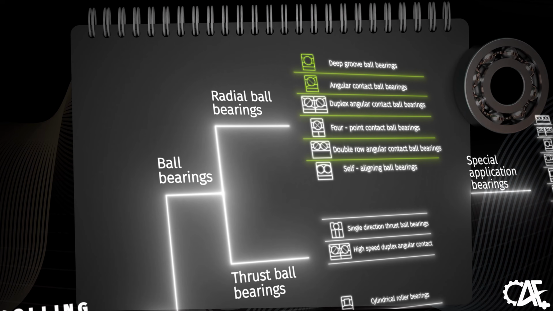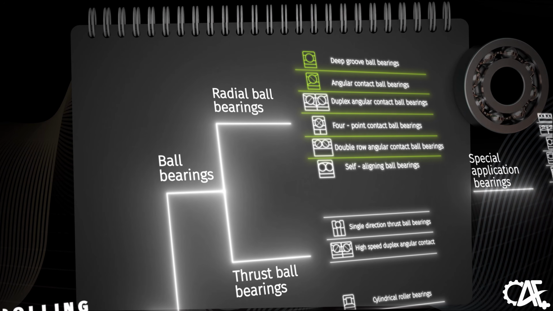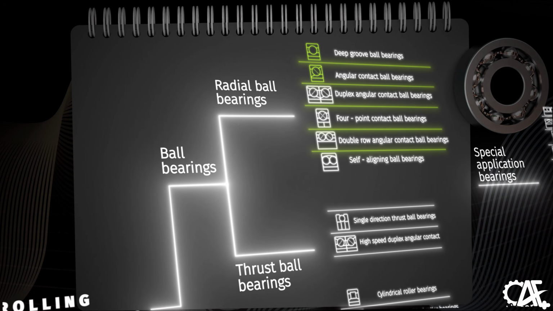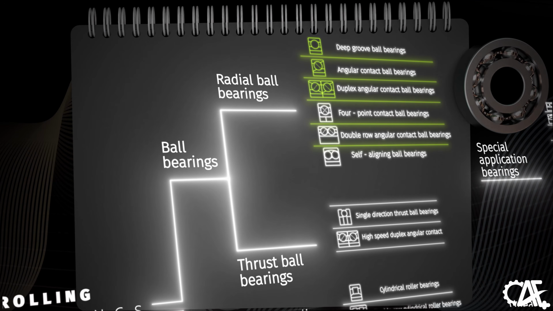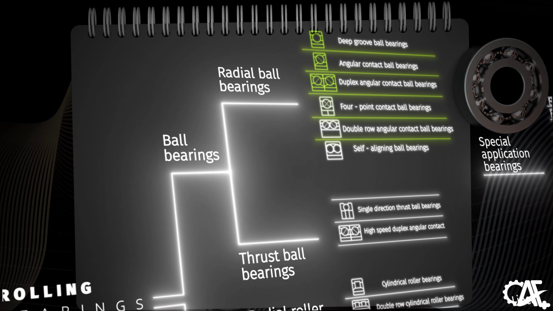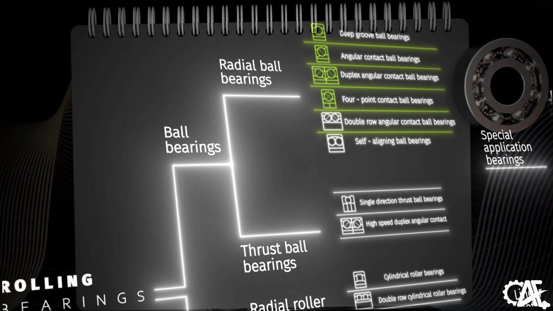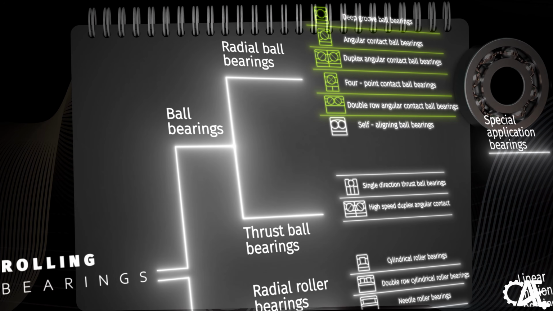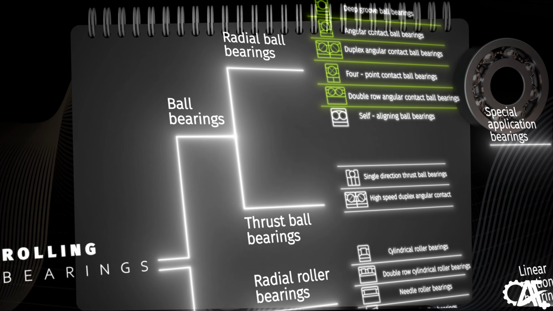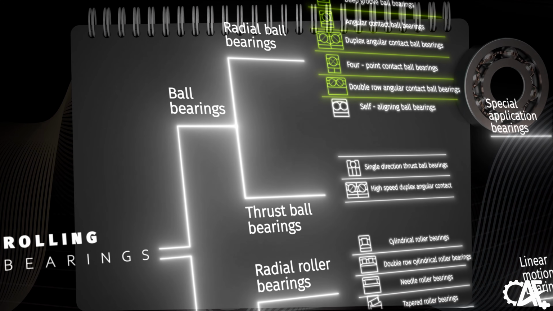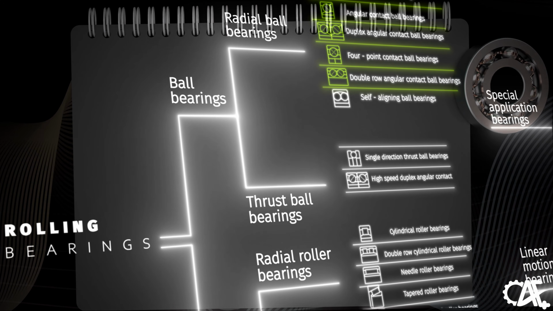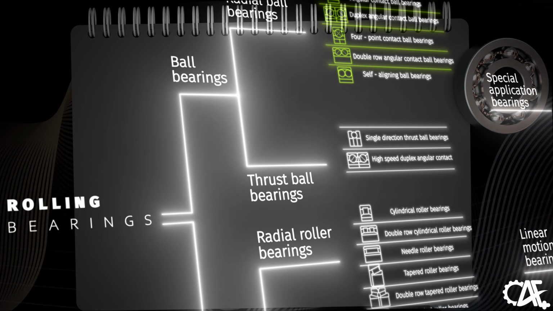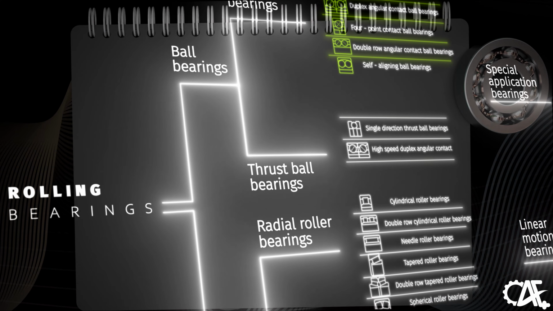The angular contact bearing is tailored for applications where axial loads come into play. For specific tasks requiring precision and high load capacities, duplex angular contact bearings are employed. The 4-point contact ball bearing uniquely touches the raceway at 4 points. The double row angular contact bearing, as the name suggests, has 2 rows of balls, offering greater radial and axial load capacity. Lastly, the self-aligning ball bearing is cleverly designed to correct misalignments.